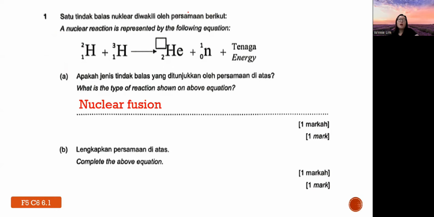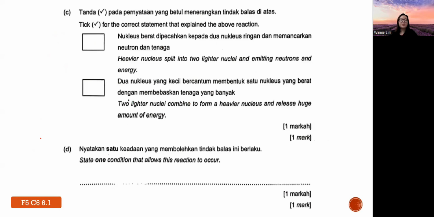Next, complete the above equation. This is like a chemical equation, you just balance it up. So 2 plus 3 is how much? 5. Then you have 1 here, so 5 minus 1, you get what? 4. So this is how we get the answer.